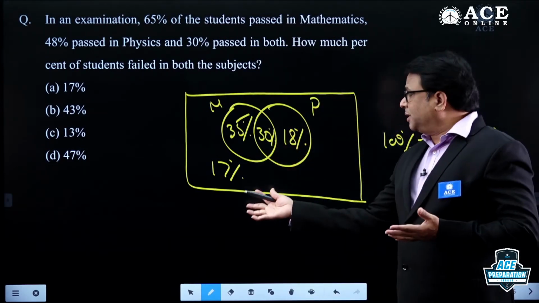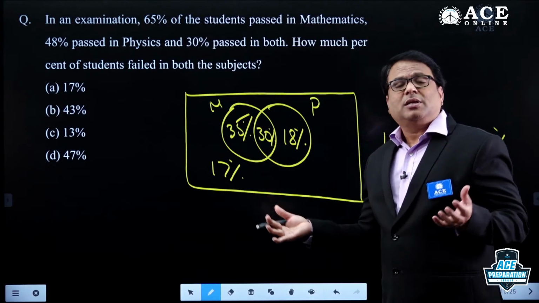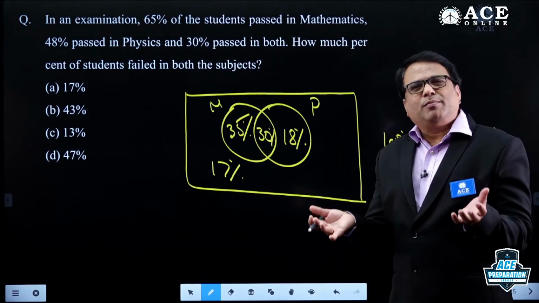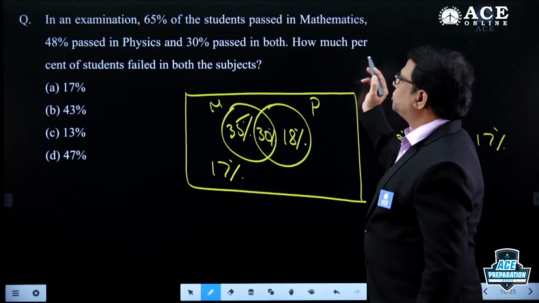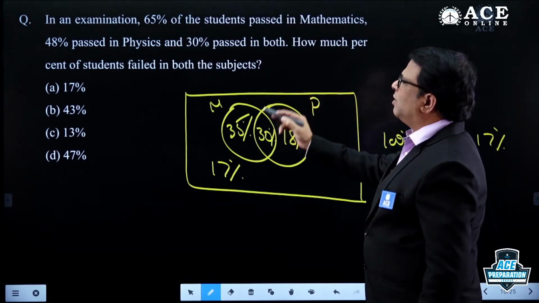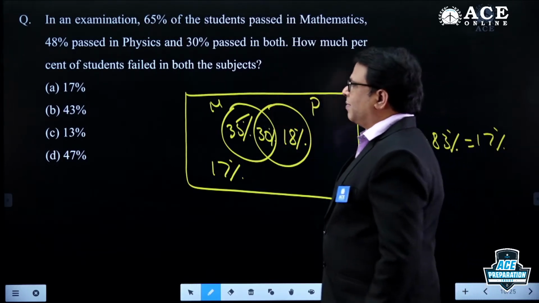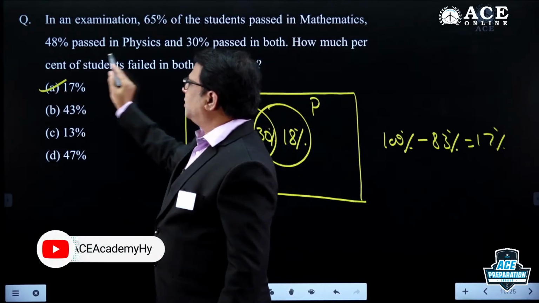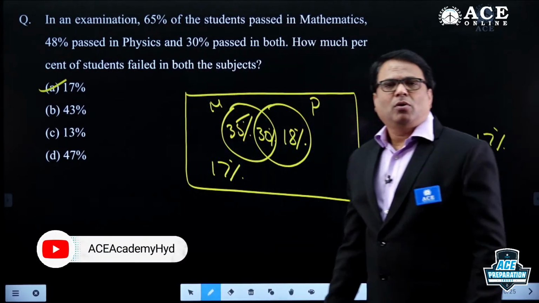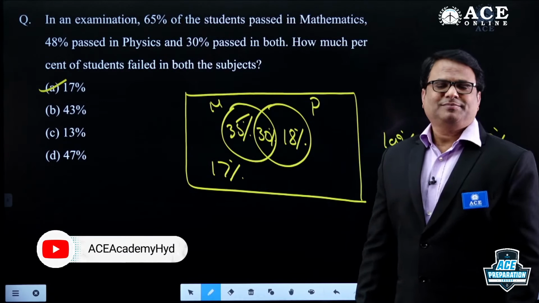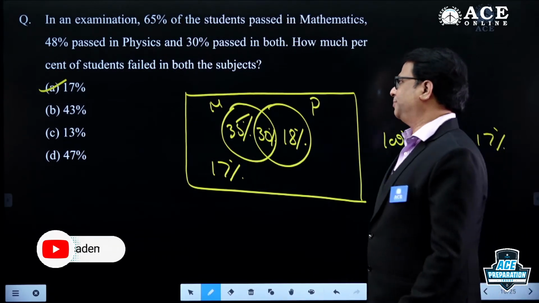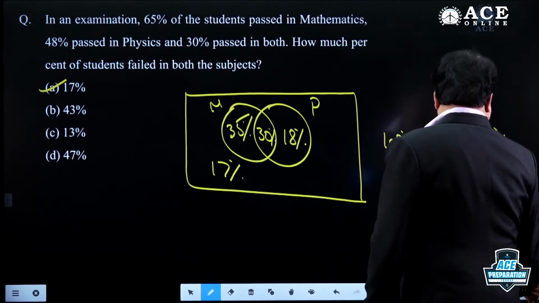But this 17% are outside the circles. It only means they failed in both the subjects. So what is the question? How much percent of students failed in both the subjects? Then I can say 17% of the students failed in both the subjects. Right? Okay. Next question.